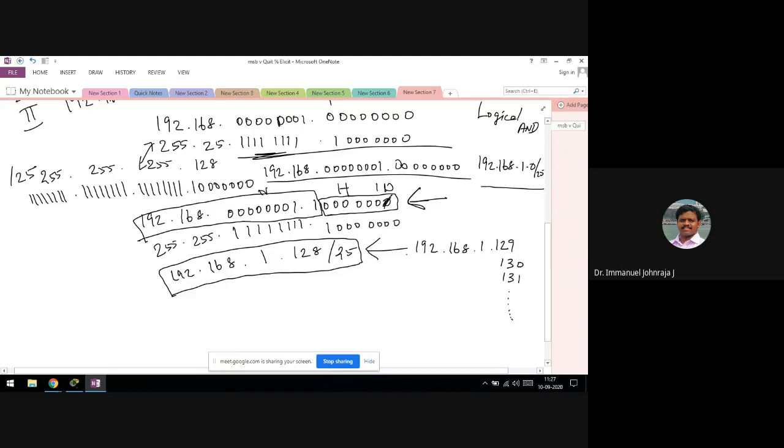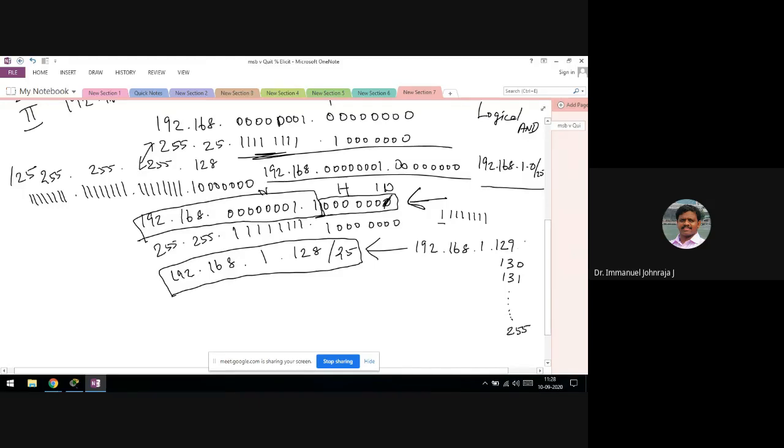And don't you think somewhere you will reach a number like this? This 1 is fixed. Don't change it. This all will become 1. Do you agree? This all will become 1. So how will it look like? Hope you agree with this. 1 followed by 7 ones. Don't you think you will reach 255 here?